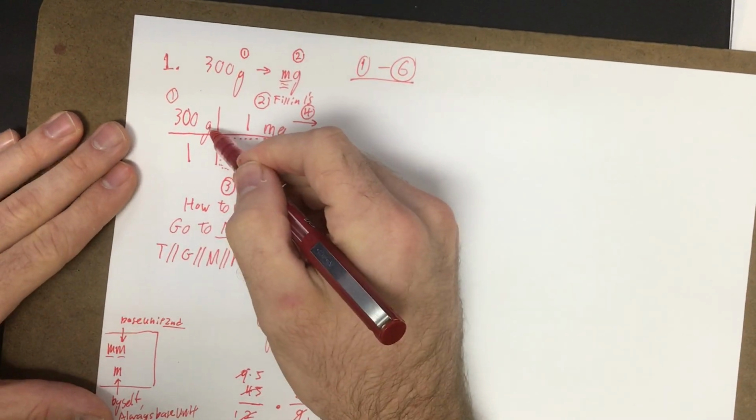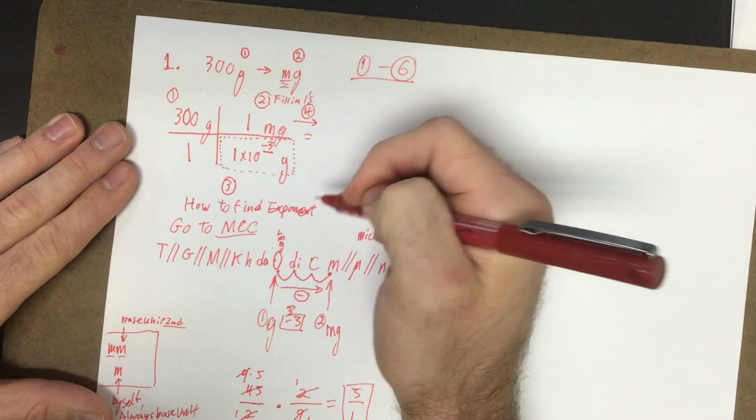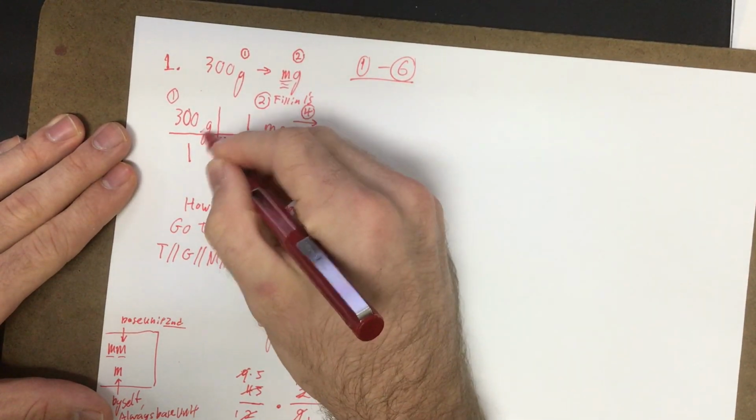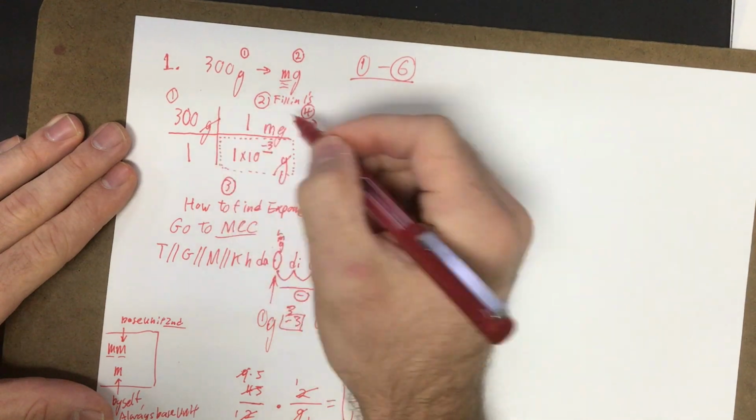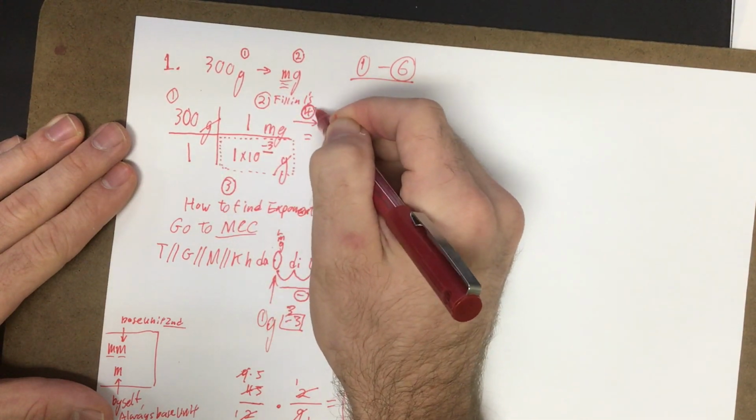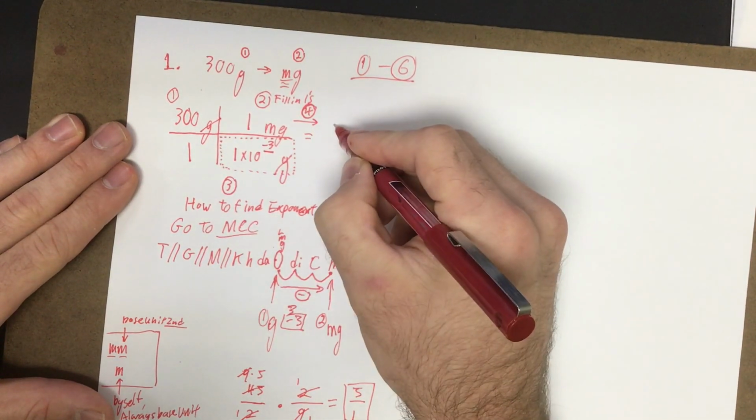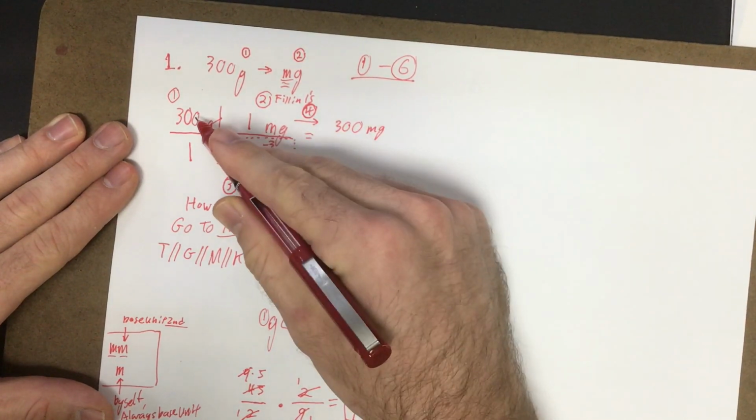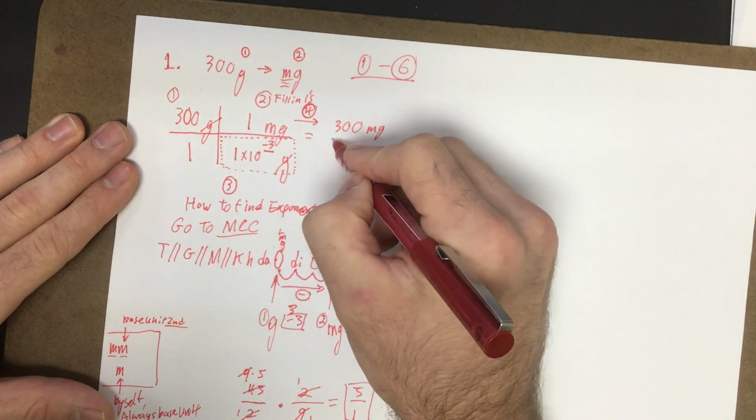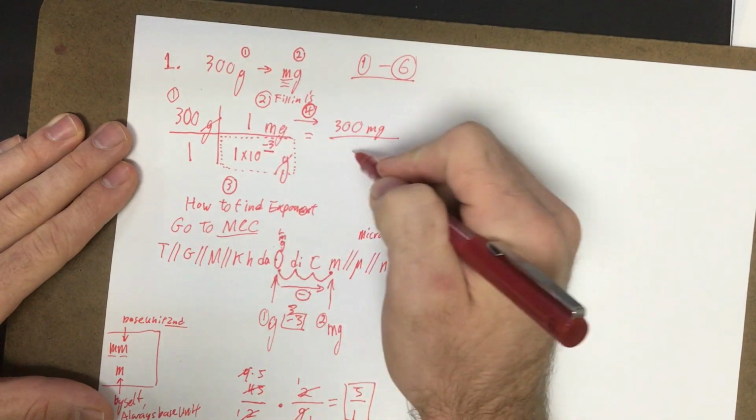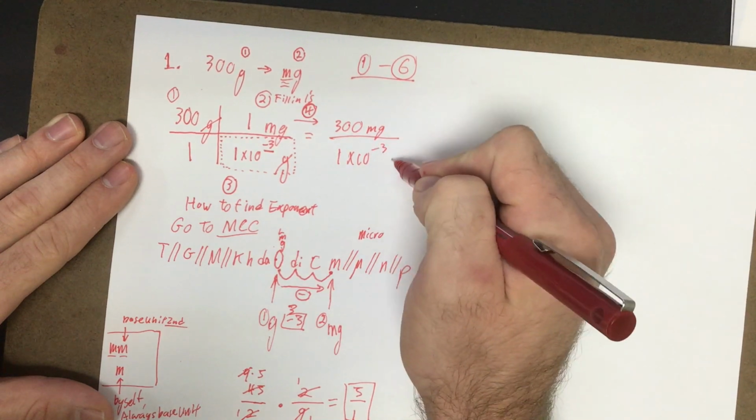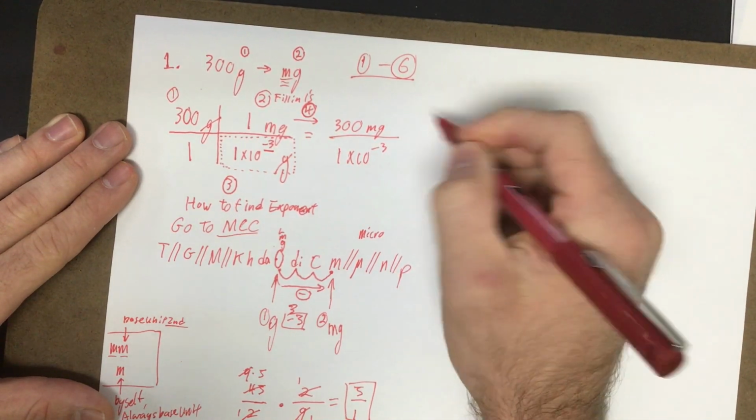Now I don't have to multiply grams times milligrams. Who knows what that is? No one does. So that's the reason why we cancel out our grams before we multiply across in step 4. Now we've got 300 milligrams. When we multiply across, 300 times 1 milligram is 300 milligrams. And then 1 times 10 to the negative 3. And there's no grams, okay?